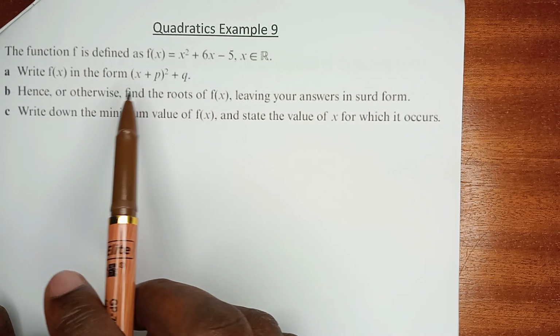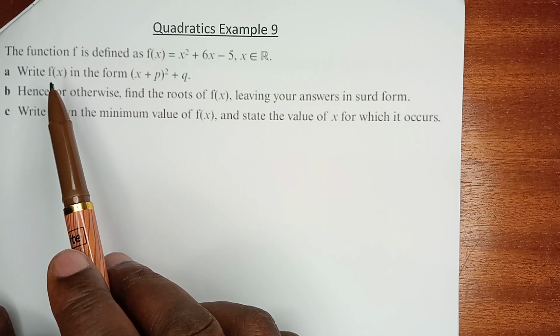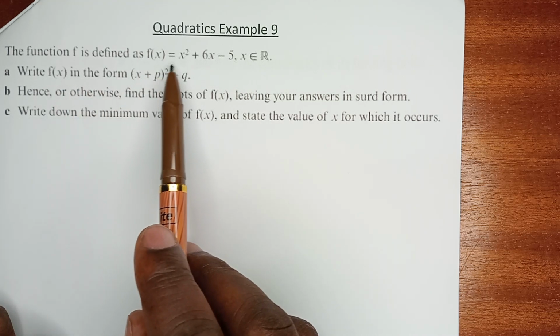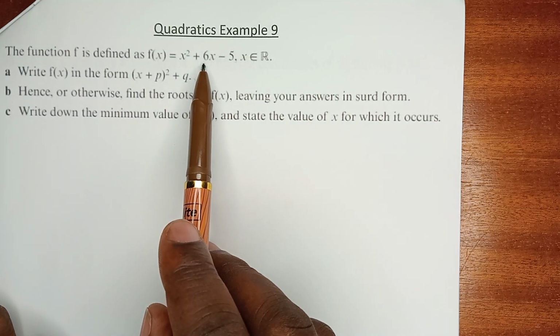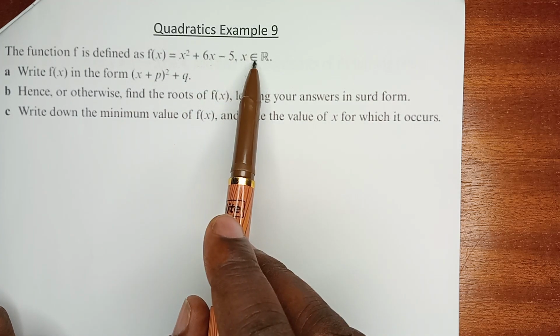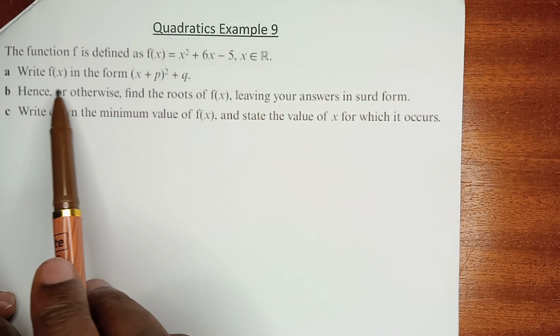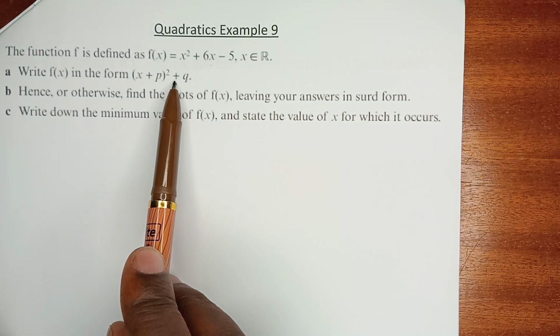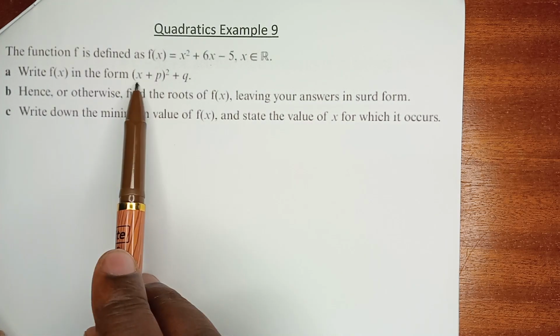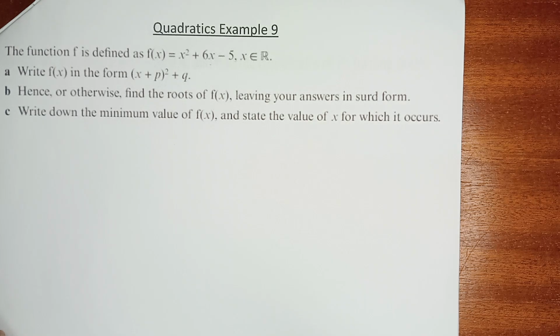And in this example 9, we are told that the function f is defined by f(x) = x squared plus 6x minus 5, where x is a real number. Write f(x) in the form of (x + p) squared plus q. And we know what this means. This is after completing the square.